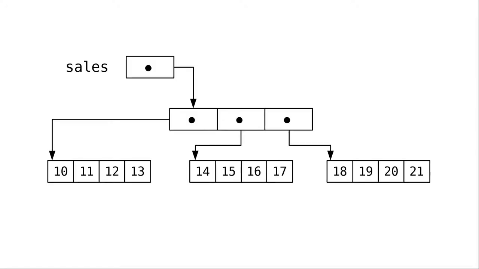Here's what's happening behind the scenes. Sales is a reference to an array of length 3, as there are three rows, and each item in that array is a reference to another array that has the elements for that row. That means that if we ask for the length of the sales array, we'll get 3.